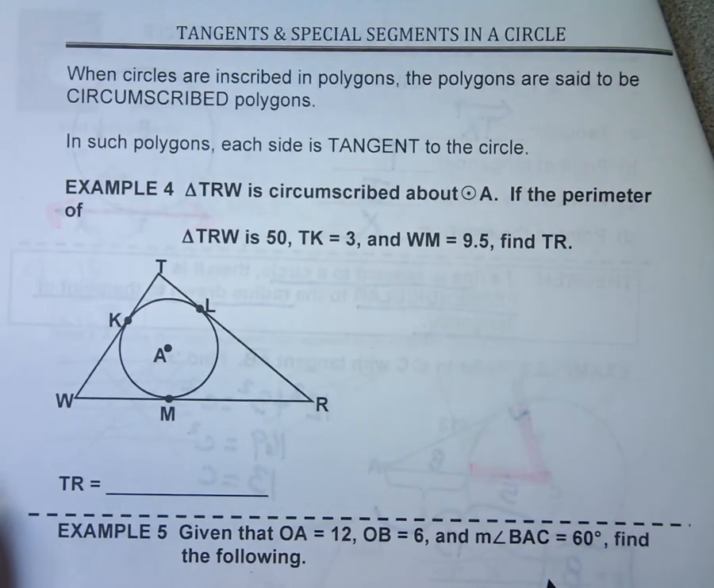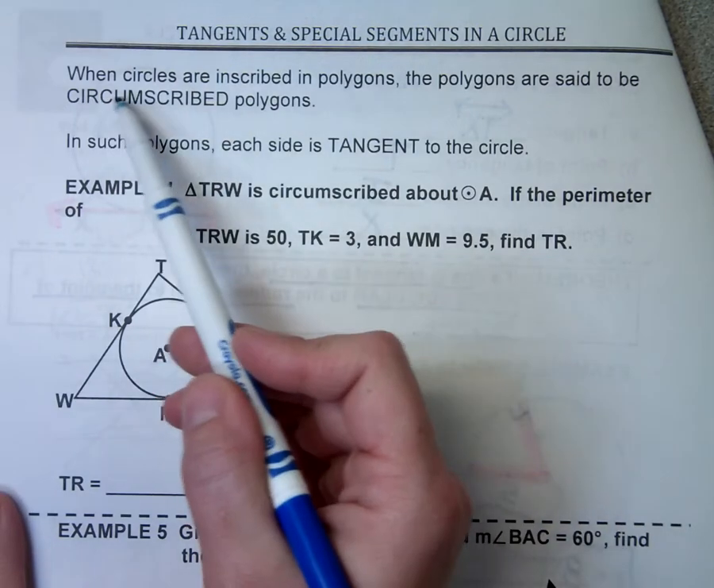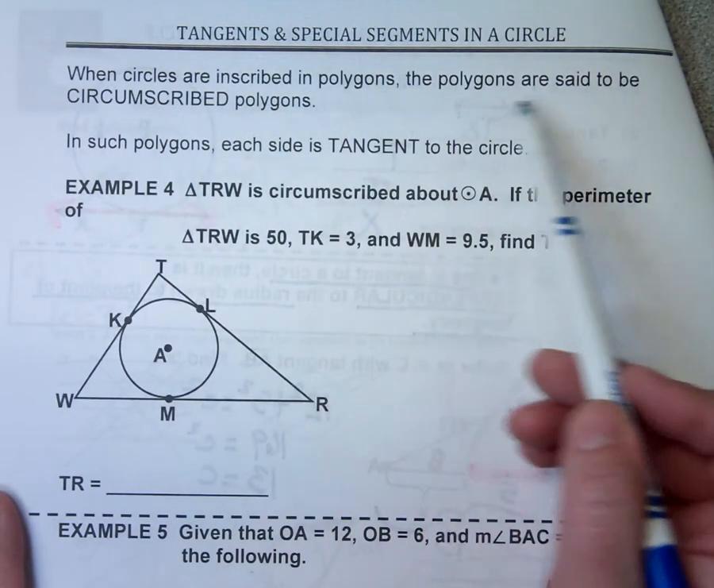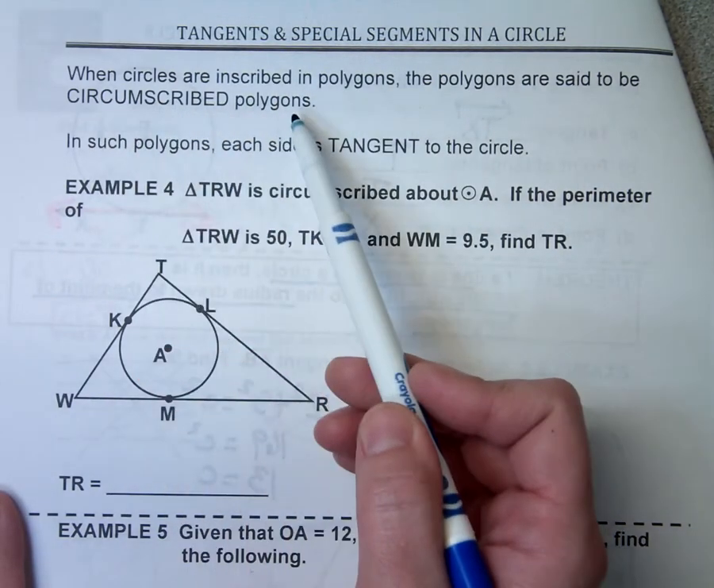Okay, here we go. This says when circles are inscribed in polygons, the polygons are said to be circumscribed polygons.